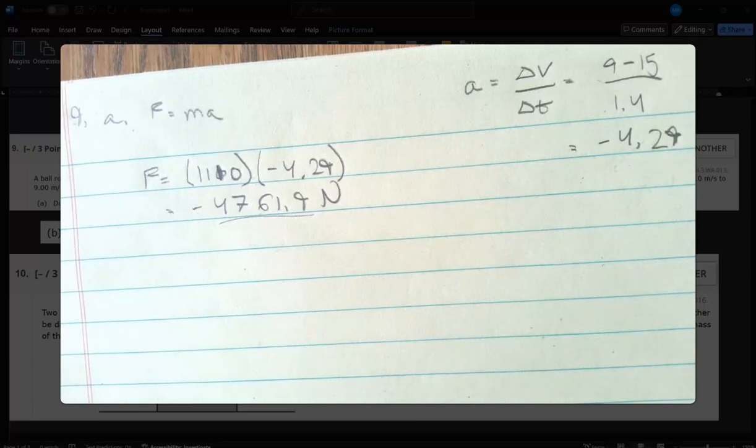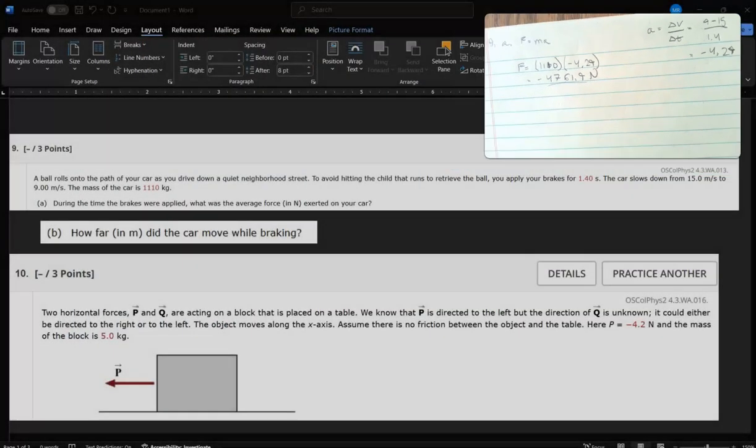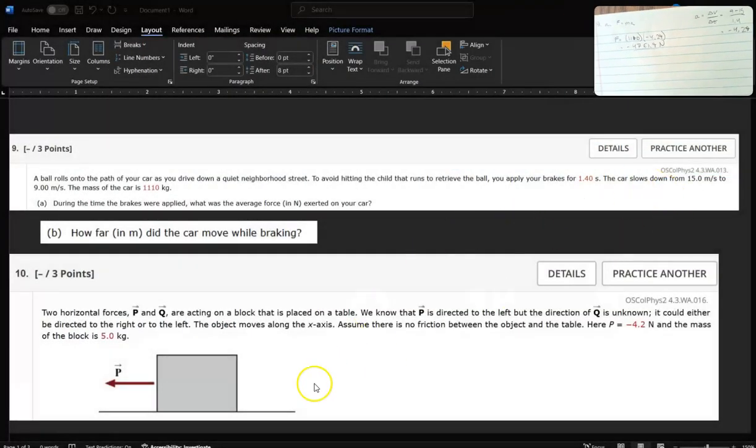I think the options were either forward or backwards there. So in this case, it's being applied backwards.